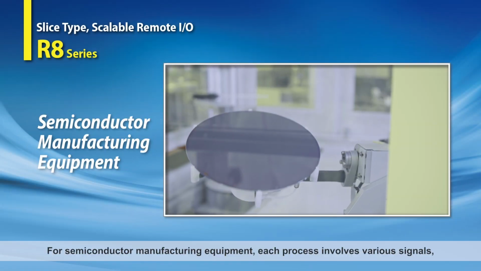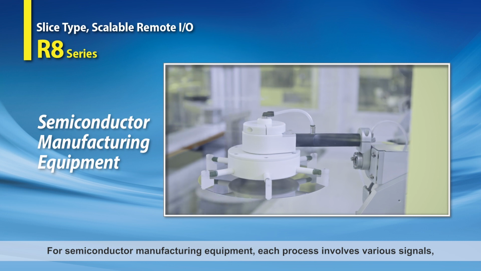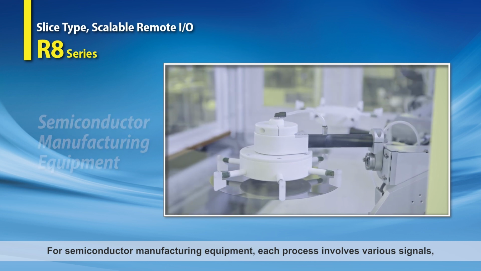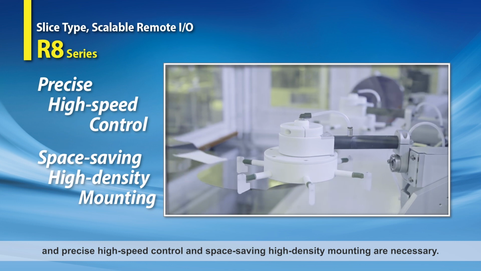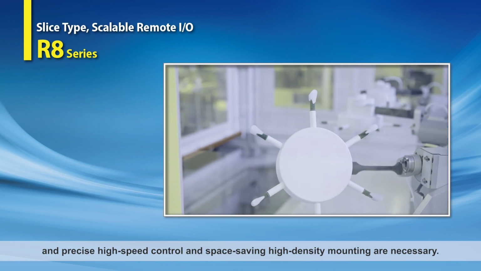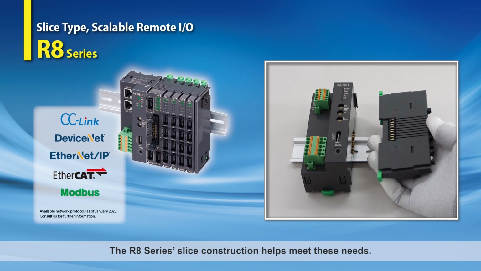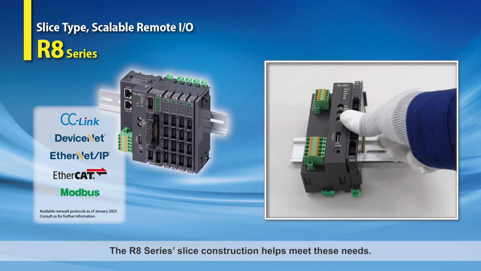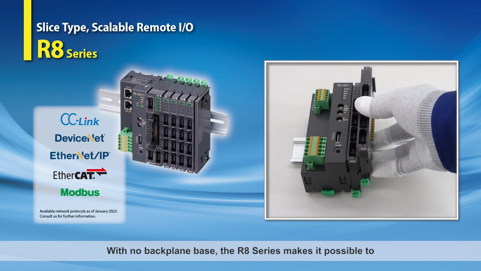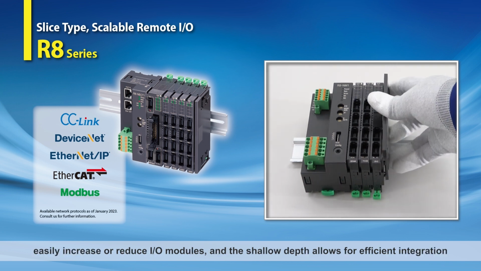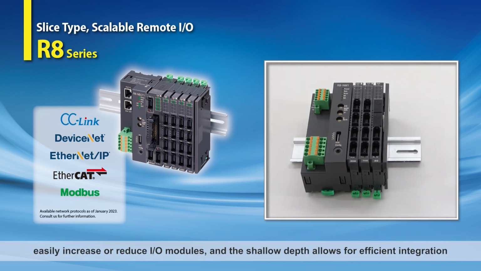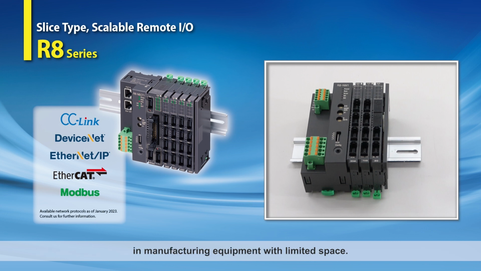For semiconductor manufacturing equipment, each process involves various signals, and precise high-speed control and space-saving high-density mounting are necessary. The R8 series slice construction helps meet these needs. With no backplane base, the R8 series makes it possible to easily increase or reduce I/O modules, and the shallow depth allows for efficient integration in manufacturing equipment with limited space.